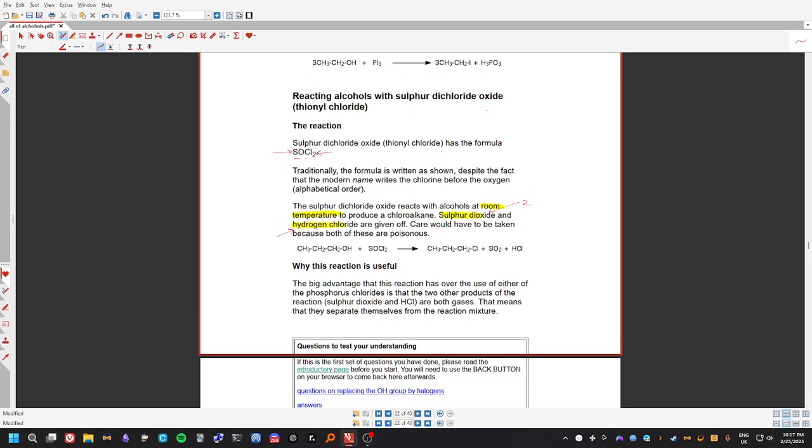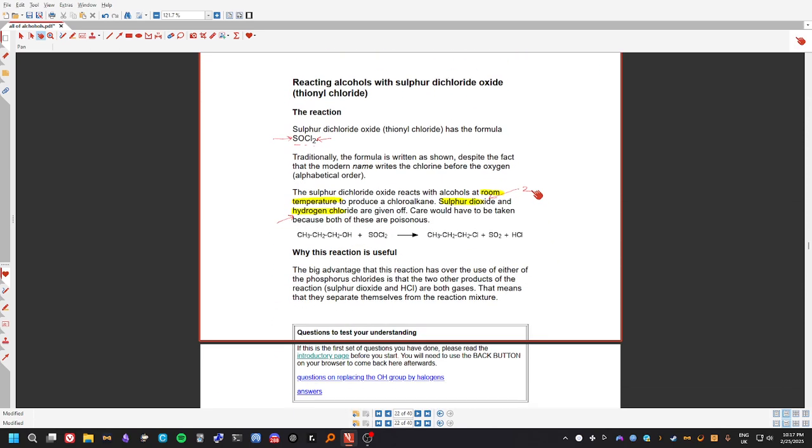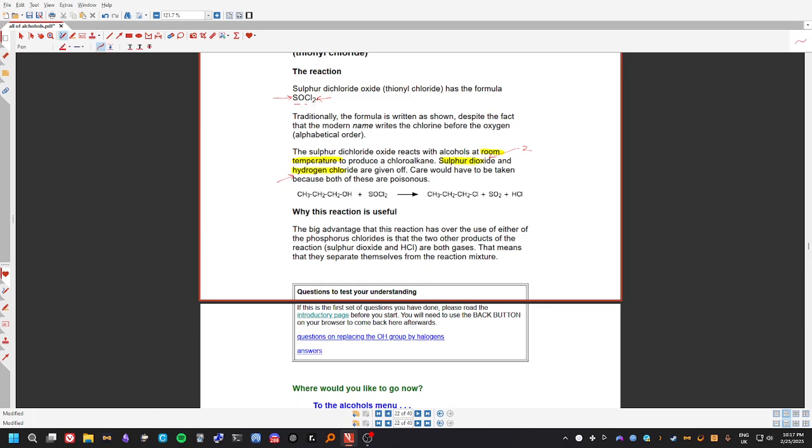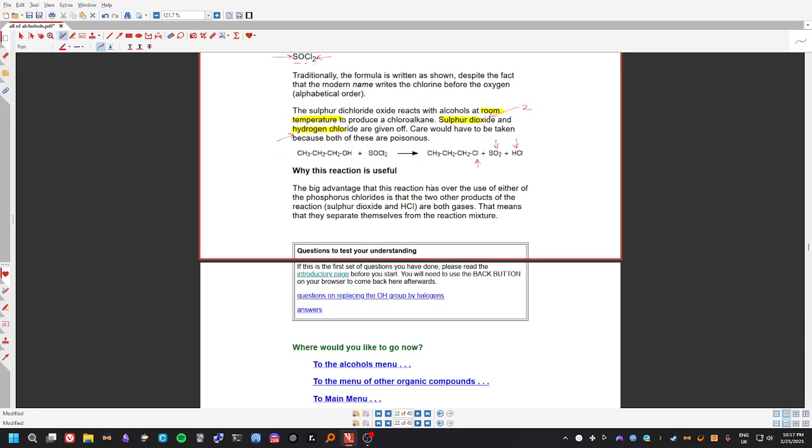In the previous one, we had HCl given off, and in this one we also have HCl given off, as it contains the Cl. However, one of the Cl's in this dichloride is going to end up in the haloalkane, and you have your SO2 and your HCl. The reaction has a big advantage over the use of the phosphorus chlorides, which is that the two other products of the reaction are both gases. This means that they separate themselves from the reaction mixture.